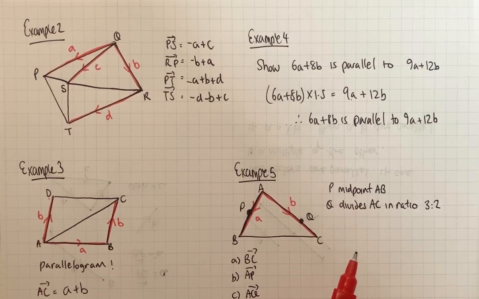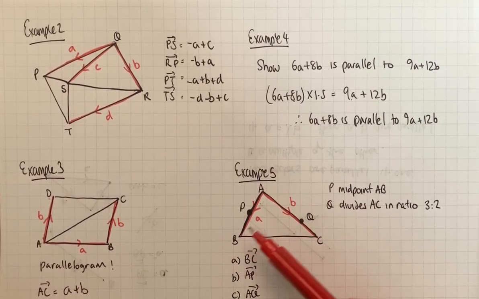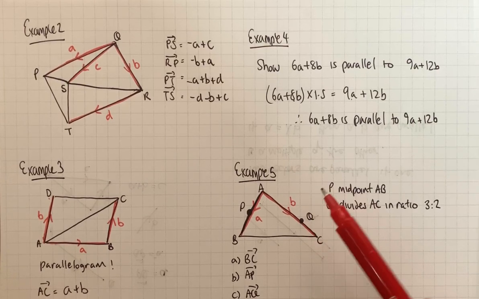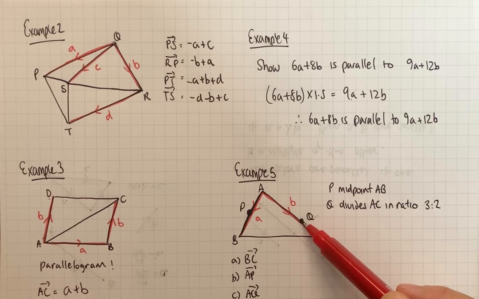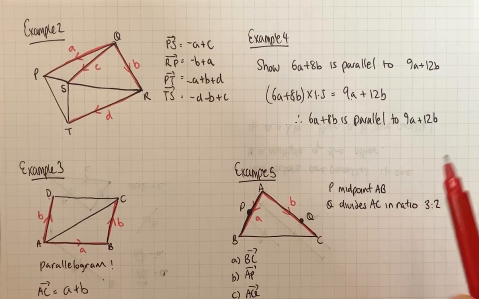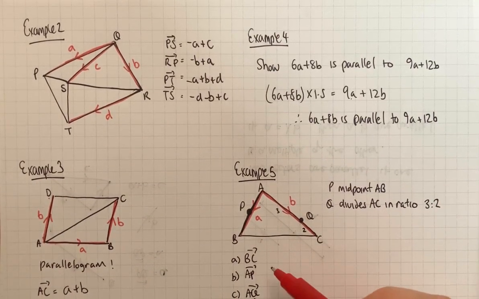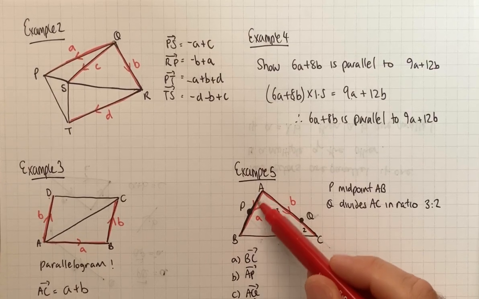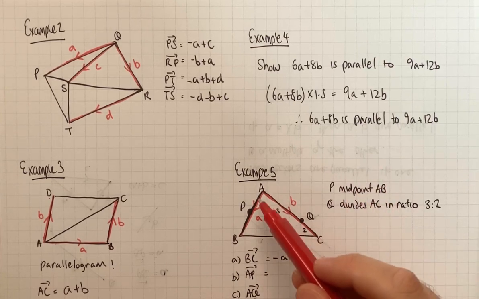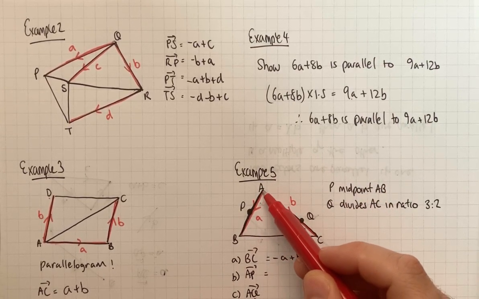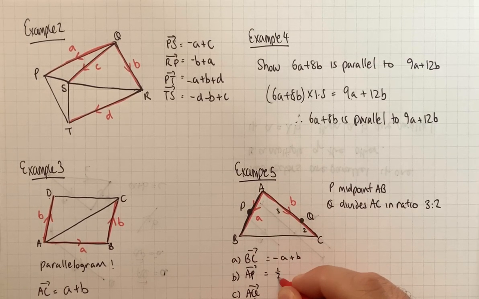Okay, example 5. We've got a triangle ABC, where A to B is vector a, A to C is vector b, and we're told P is the midpoint of AB, and Q is on the line AC, such as in the ratio 3 to 2. First thing to do is to work out B to C. Well, B to C is just here to here. So that's minus a plus b. A to P. Well, because this is the midpoint, to go from A to P is half that of A to B. So it's just half a.